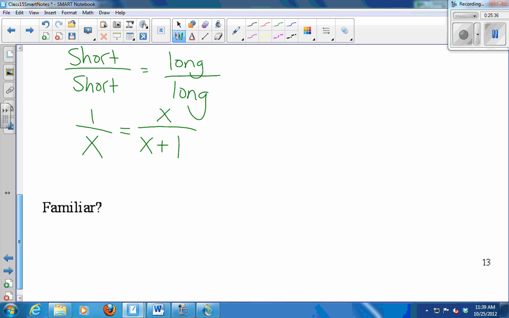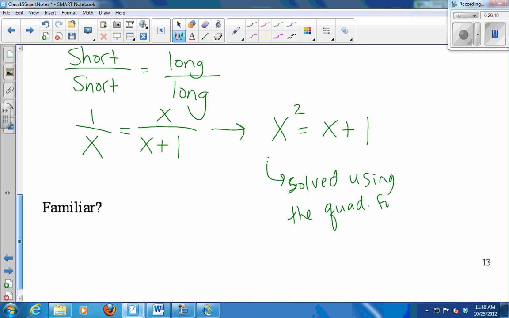Does that proportion look familiar? We solved this exact proportion last class when we were talking about how to make the prettiest division of a line segment. When you cross multiply, you get x squared equals x plus 1. And this is an equation we solved before, using the quadratic formula. And what was the solution? Anybody remember? Yep. 1 plus the square root of 5 over 2, which came out to be about 1.618, which is the golden ratio phi.